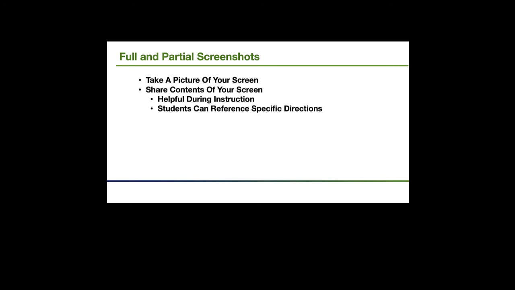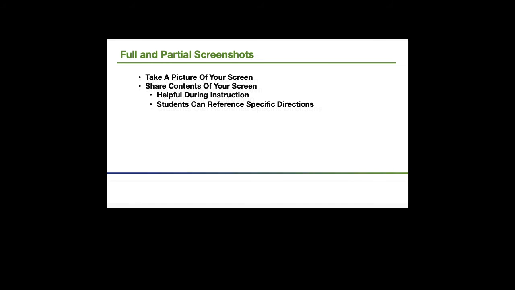Lastly, let's discuss the Screenshots feature on a Chromebook and how to access it using keyboard shortcuts. Full screenshots or partial screenshots take a picture of your screen. This allows you to share the contents of your screen and could be particularly helpful during instruction. An example of using the screenshots feature in a classroom is when a teacher is providing directions for students on their screen and wants a way for the students to refer back to those specific directions. A screenshot could be taken and easily shared.